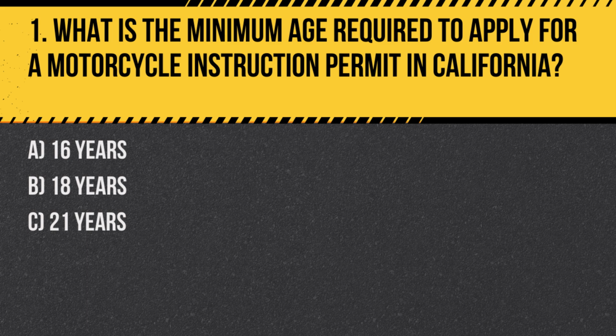Question 1. What is the minimum age required to apply for a motorcycle instruction permit in California? A. 16 years. B. 18 years. C. 21 years.